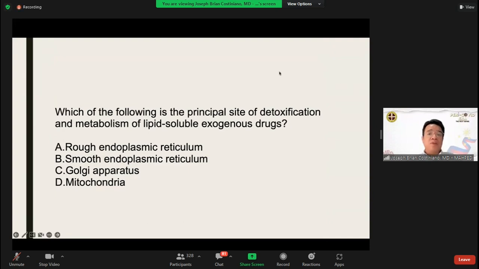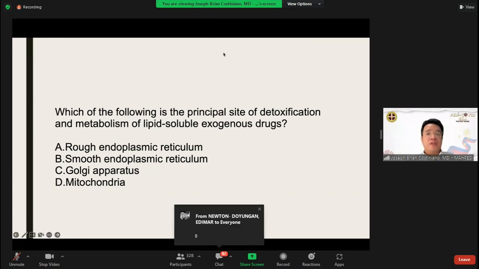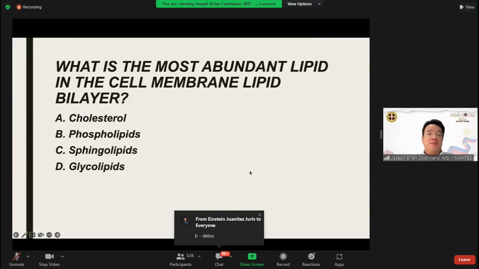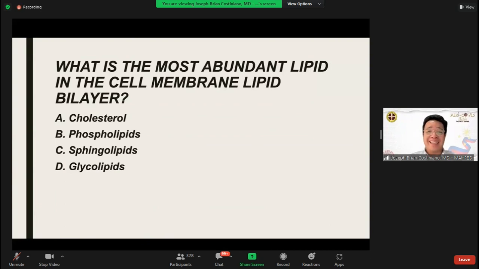Okay, so I have a question here. Which of the following is the principal site of detoxification and metabolism of lipid-soluble exogenous drugs? Is it A, your rough ER, B, smooth ER, C, Golgi apparatus, or D, your mitochondria? It seems I put this slide in the wrong place; it should have been earlier. Okay, you already know the answer. Of course, I mentioned it earlier. It is your smooth endoplasmic reticulum. So we should not make a mistake if this comes out in the exam. The answer should be immediate.